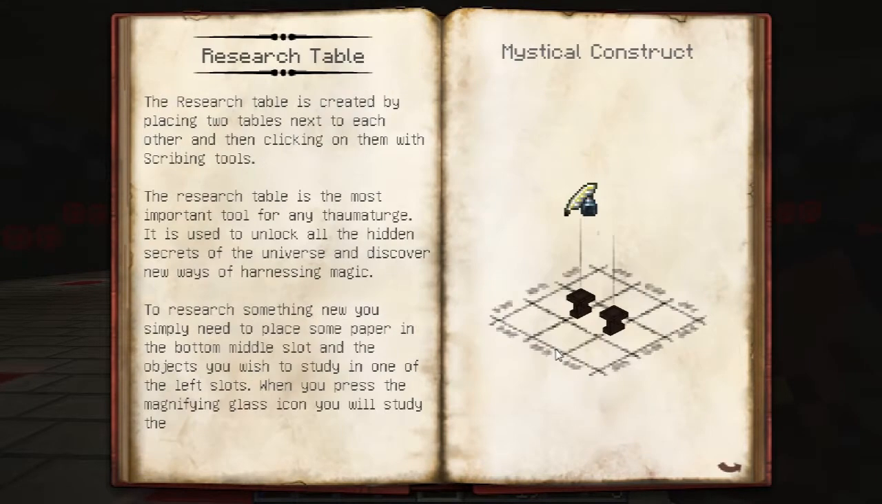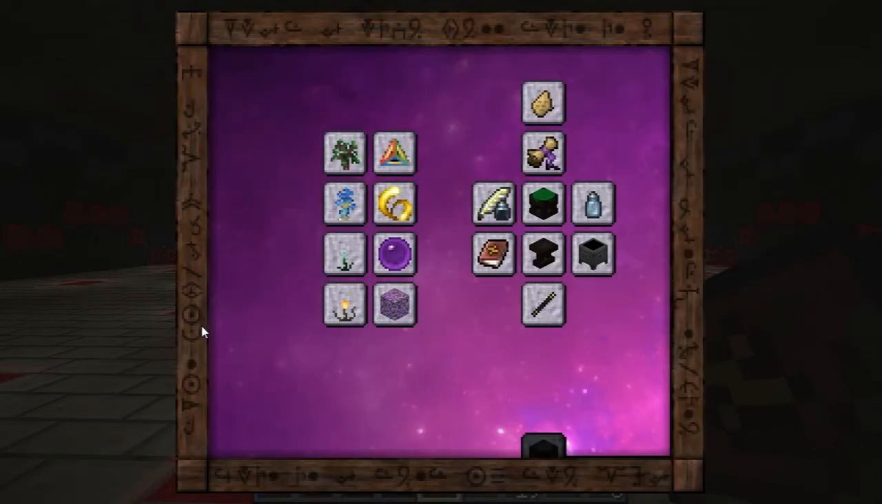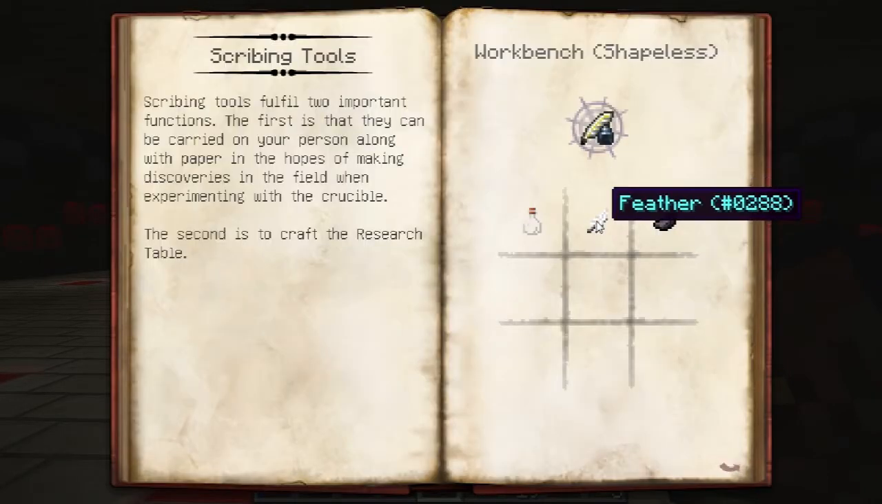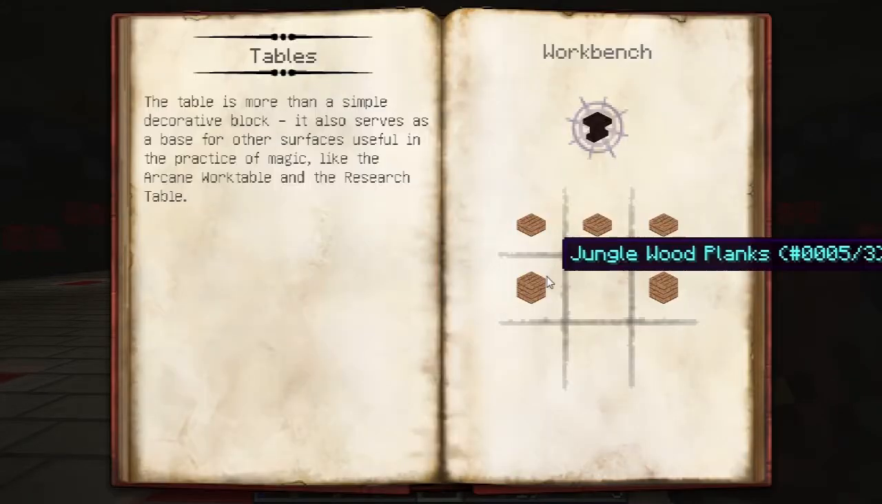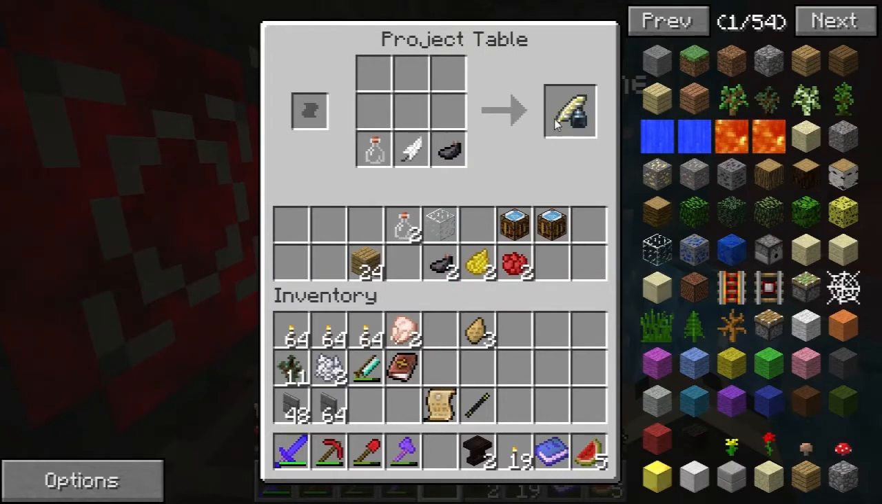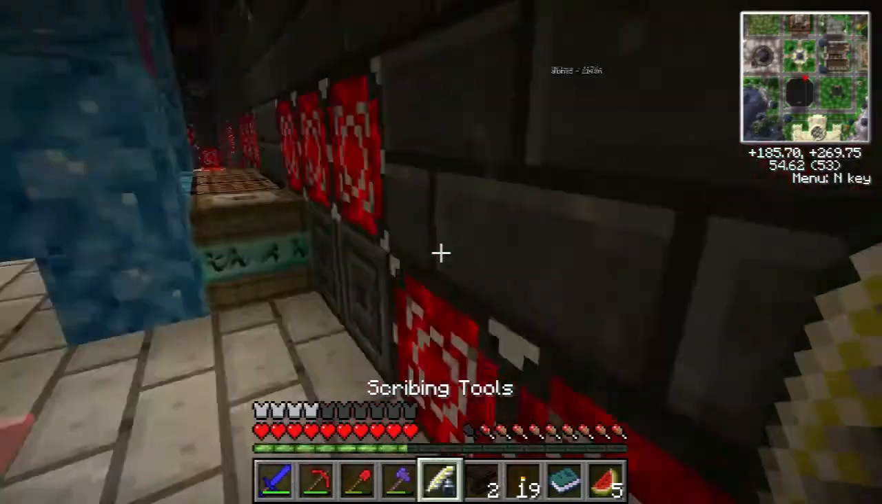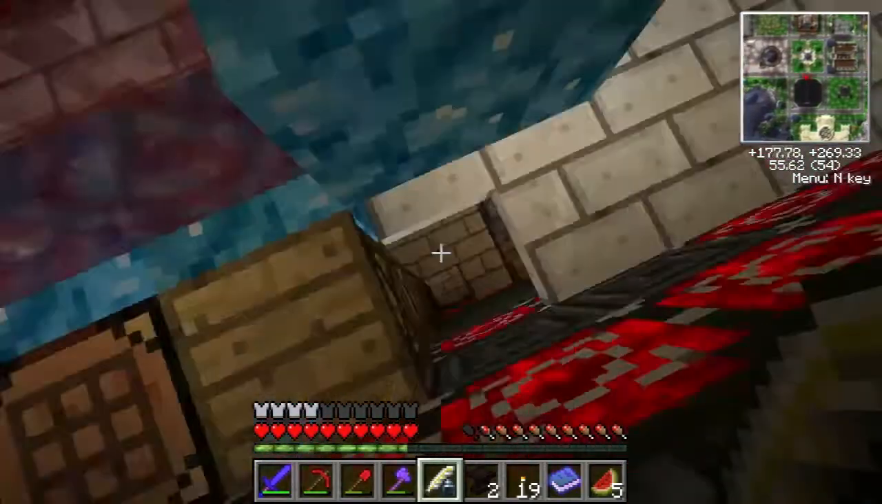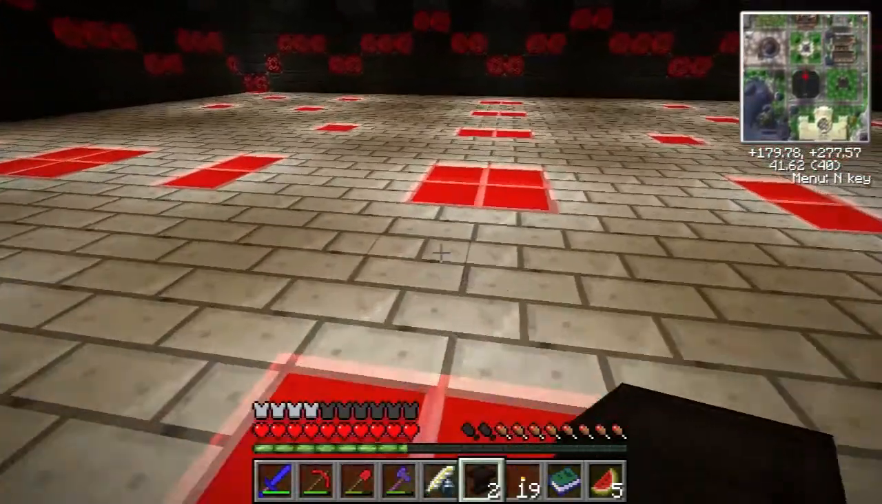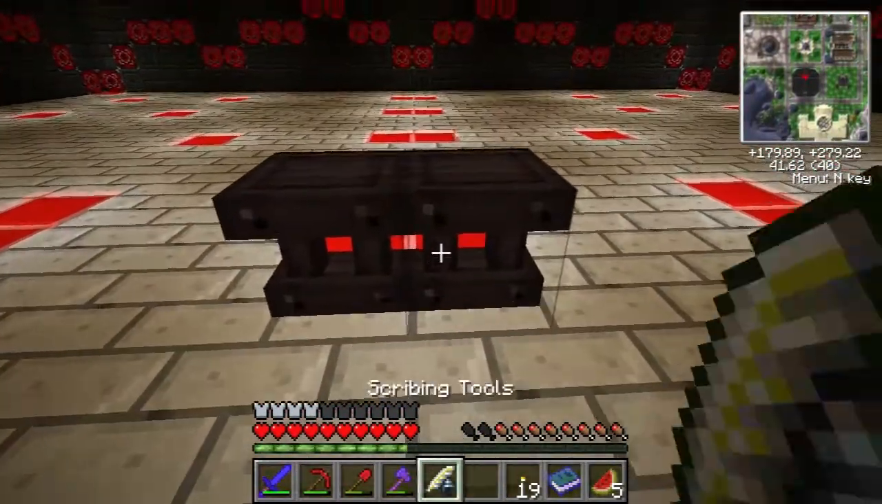Right, okay. So, I need to make scribing tools and a table. So I need a glass bottle, a feather, and an ink sac, and I need some wood. So let me go get those. Alright, so let's grab our scribing tools, and we have two tables. So now we can just go downstairs and set up a little workbench.